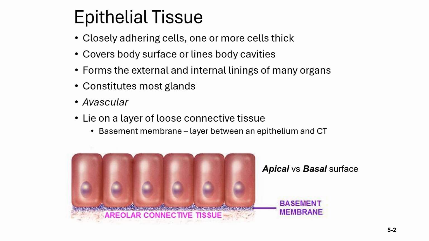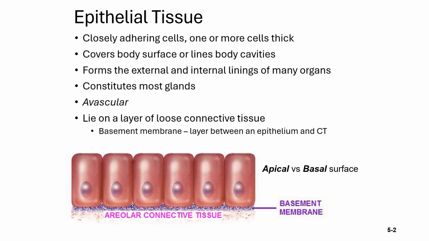So the epithelium forms the external linings of the body and also the internal lining of the body. It forms the internal lining of many organs also. So the skin is the external lining of the body, and it's made of epithelial tissue. Also, most of the glands are composed of epithelial tissue.